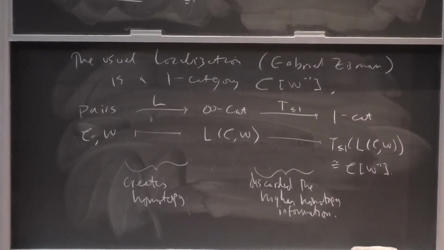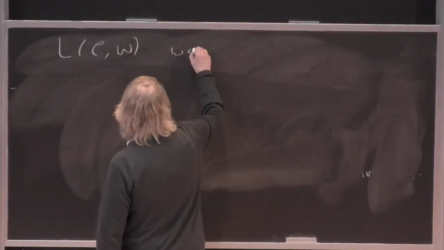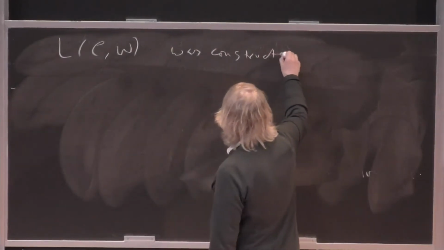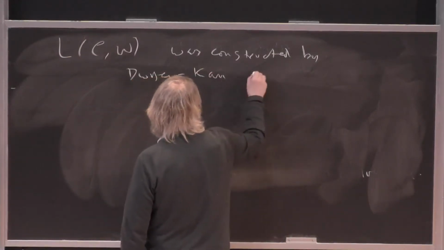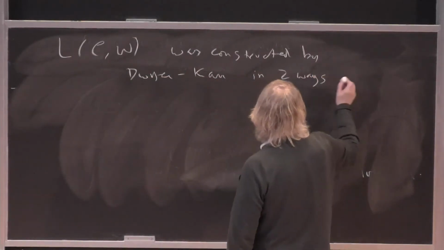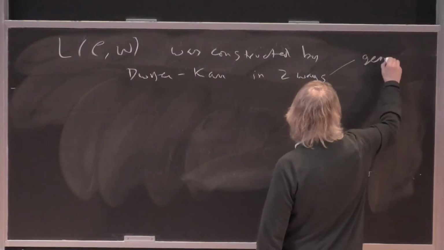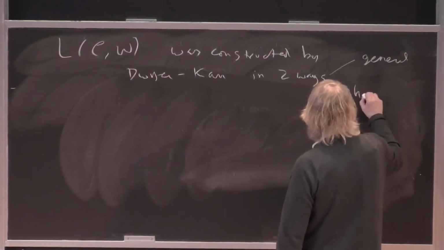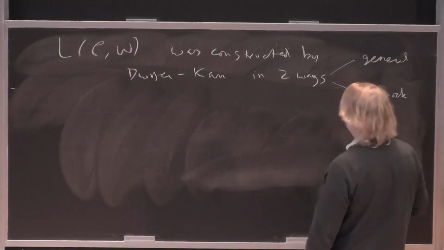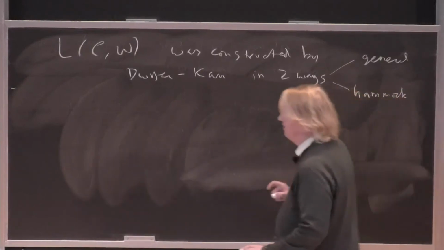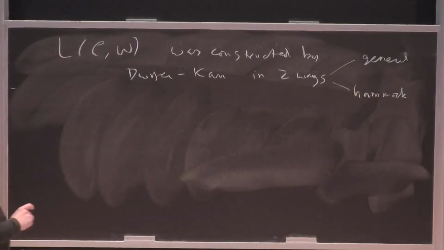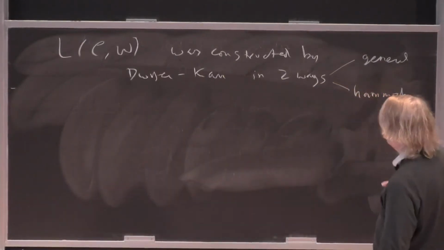I don't know. Anyway, this localization, L of C W, was constructed by Dwyer-Kan. In fact, in 2 ways. There's the general one, and then there's what's called hammock. The hammock thing is probably the most geometrically meaningful picture, but it's kind of hard to draw on the blackboard and explain. Sometimes in the literature, people will call this hammock localization.